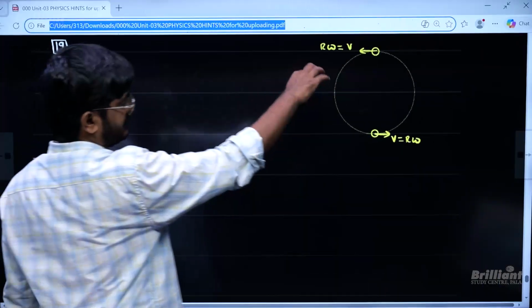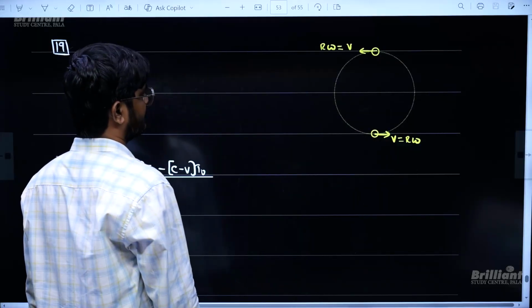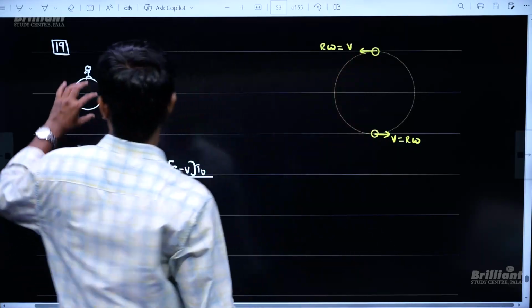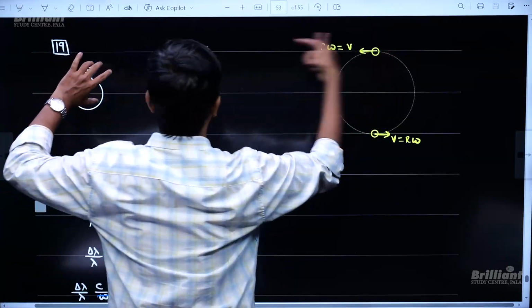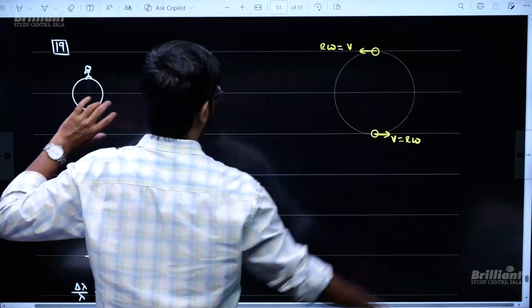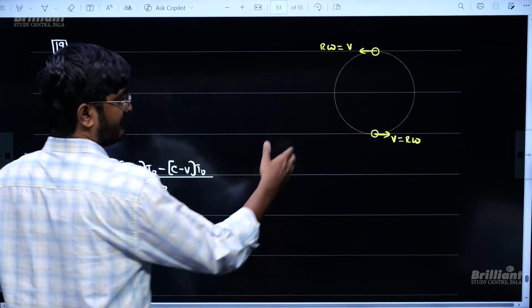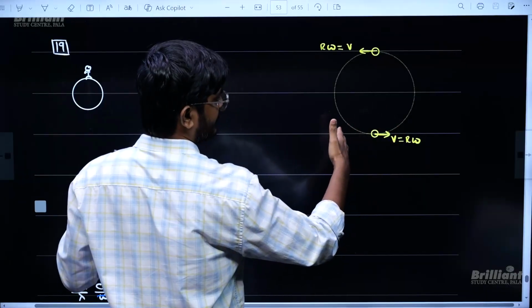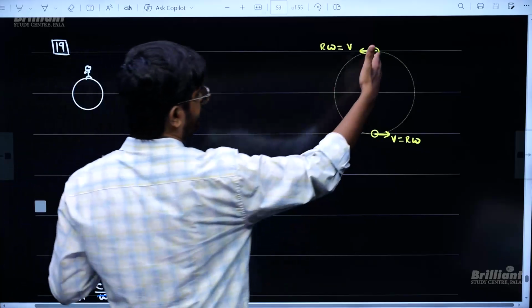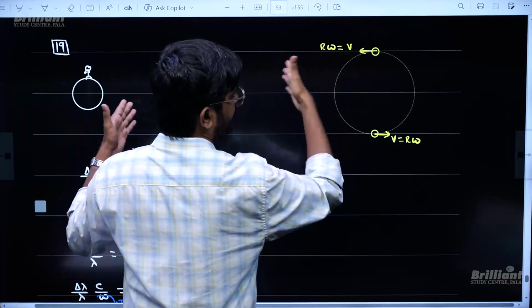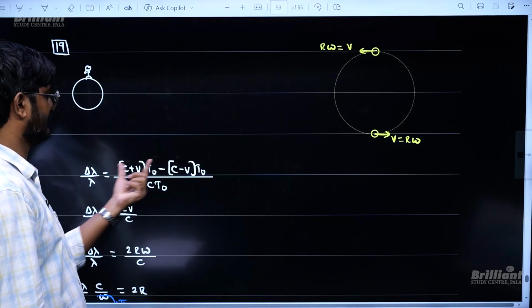When the binary star is rotating about their center of mass, in this scenario, this observer, who is very far away, will feel this velocity is along the line joining, and this velocity is away from the line joining. So when the velocity of the source is away from the line joining, the wavelength is going to become more. When it is coming towards, then wavelength is going to become less. So the difference in the wavelength we will be measuring is this much.